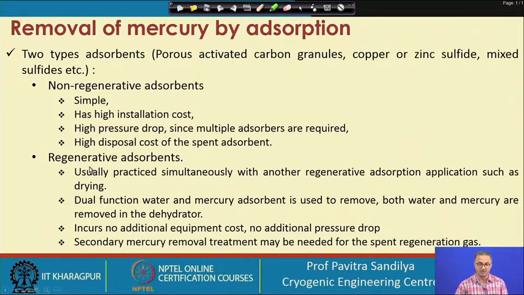On the other hand, the regenerative process is the other way around. It has a lower pressure drop and no additional equipment cost, and it can remove both mercury and water in the dehydrator, and it is generally practiced simultaneously with some regenerative adsorption applications such as drying. That means both dehydration and mercury removal are done simultaneously, and we may need a secondary mercury removal treatment for the spent regeneration gas.